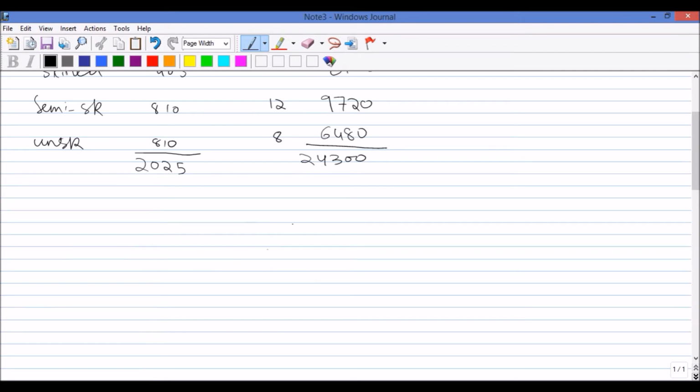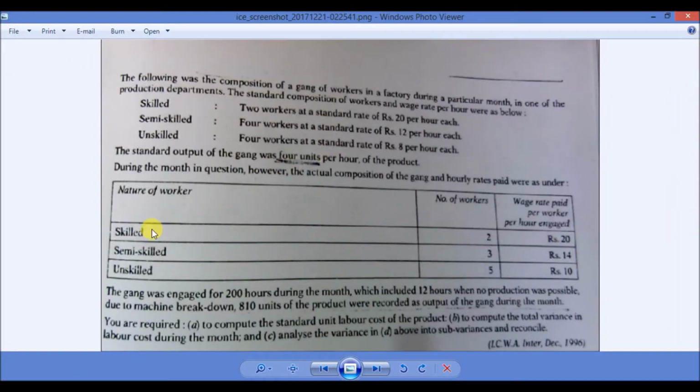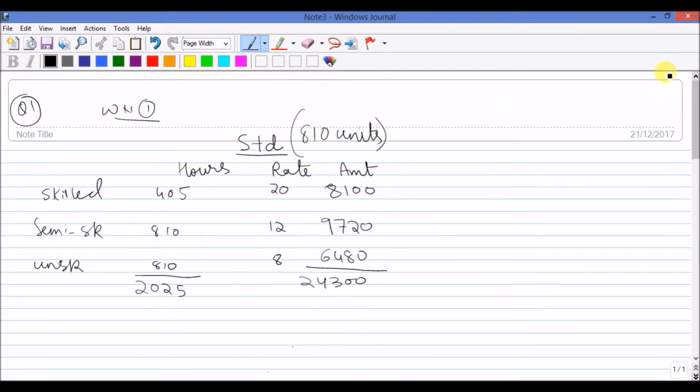So now I'm reading the question, and now what they have said is, okay, the actual composition of the gang and hourly rates paid. They have given us the actual, so we are going to find the actual. Actual is again for 810 units only. So here also hours, rate, amount, then this is skilled, this is semi-skilled, and this is unskilled.